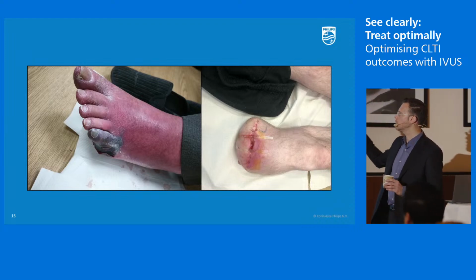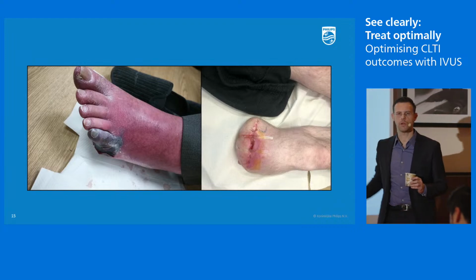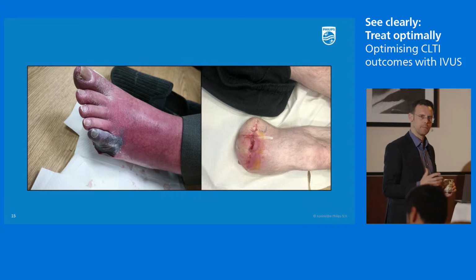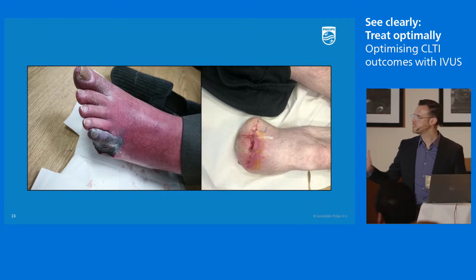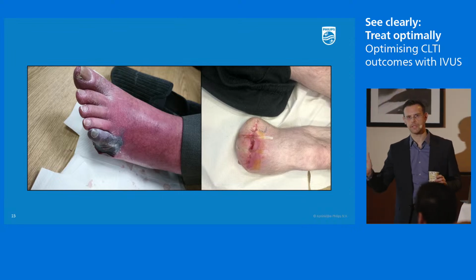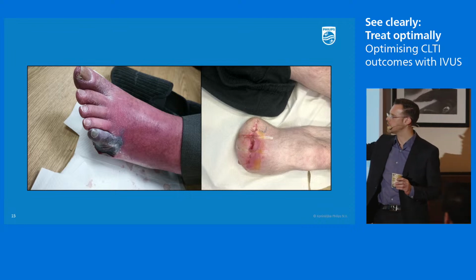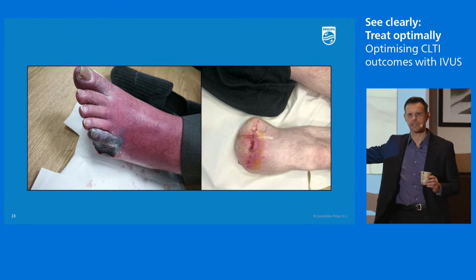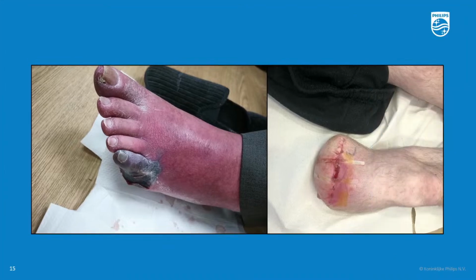We're talking about preventing what's on the right-hand side of your screen, major amputation. And this is by intervening in a definitive and decisive way on those people that present with really quite a dire situation. These are the populations we're talking about with CLTI.